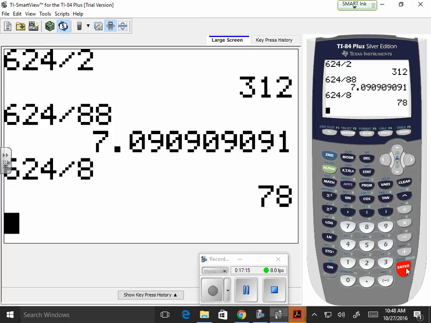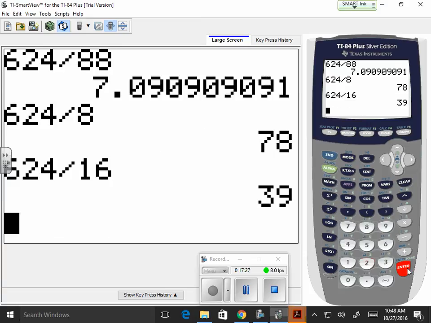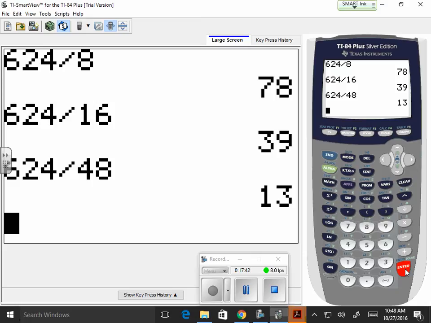Right? What's a factor of 78? What goes into 78 evenly? 2. So let's try 16. So let's try 624 divided by 16. There's 39. 39 is divisible by 3. What's 3 times 16? 48. So what's 624 divided by 48? We're still too far apart. So let's look for some numbers that multiply together to give me 624. We're still trying to figure out.